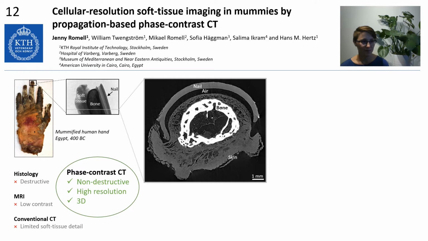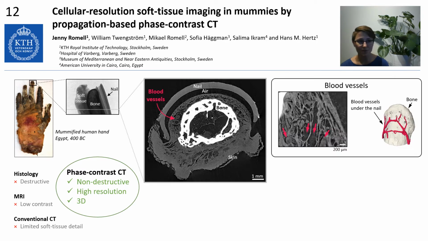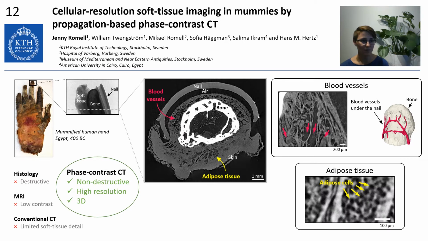We can study the microanatomy of the soft tissue and, for example, segment blood vessels and even detect the remains of individual adipose cells. This proof of principle study opens up for completely virtual histology of mummified soft tissue, further decreasing any need for destructive imaging methods when examining ancient remains.